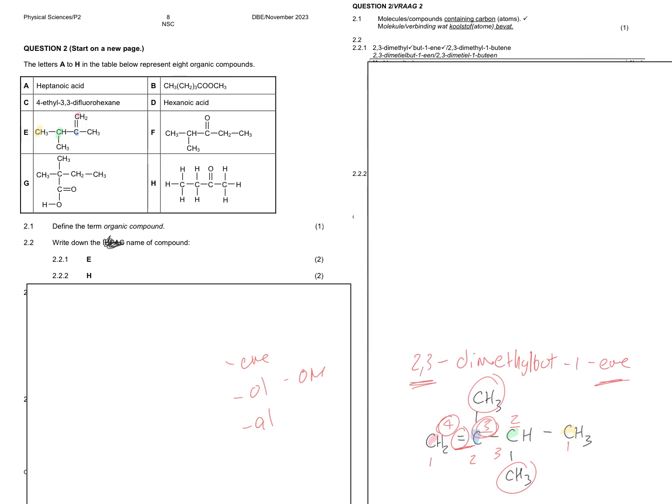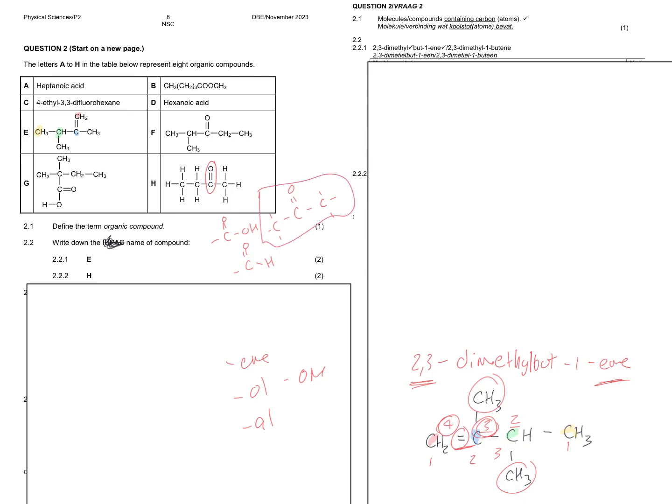Okay, then for H is a ketone. I don't know whether you can tell, but there is a C double bond O, which you find in an acid when it looks like this. You find it in an aldehyde when it looks like this. And you find it in a ketone when it looks like this. So essentially those are the diagrams of the functional groups of the three.